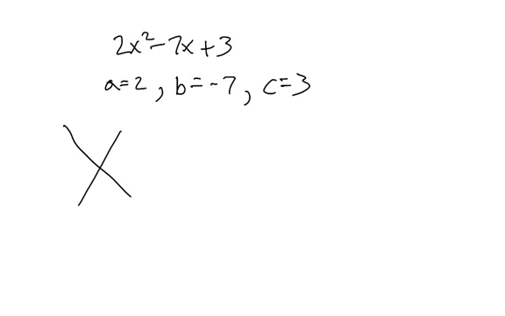We have our graphic organizer that we could use. If we multiply a times c, in other words 2 times 3, we get 6. Our b value was negative 7. So we need to think of two numbers that multiply together to be 6 and add together to be negative 7. And it turns out that those numbers are negative 1 and negative 6.